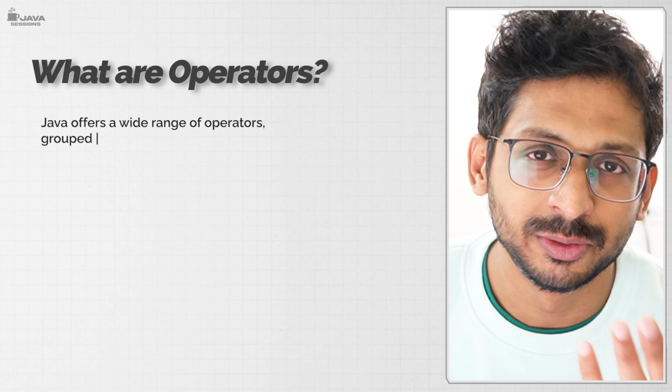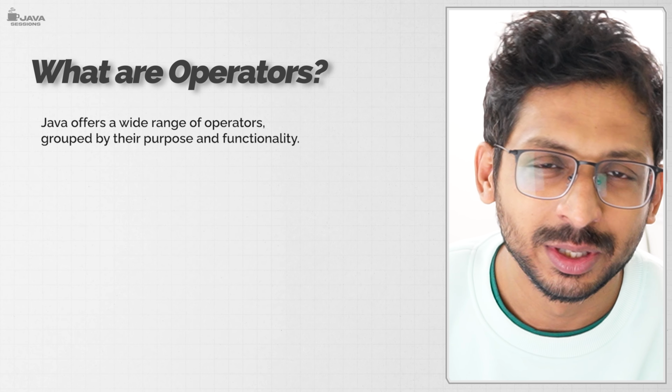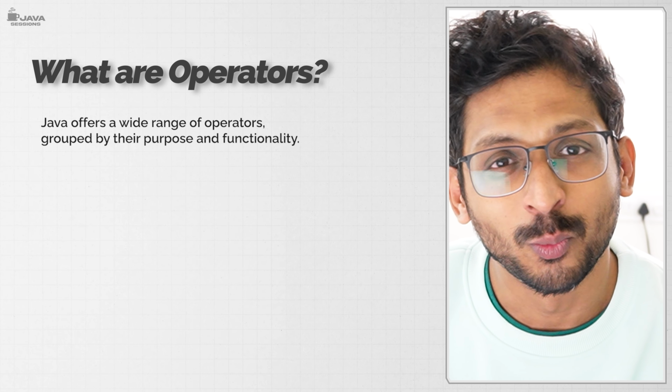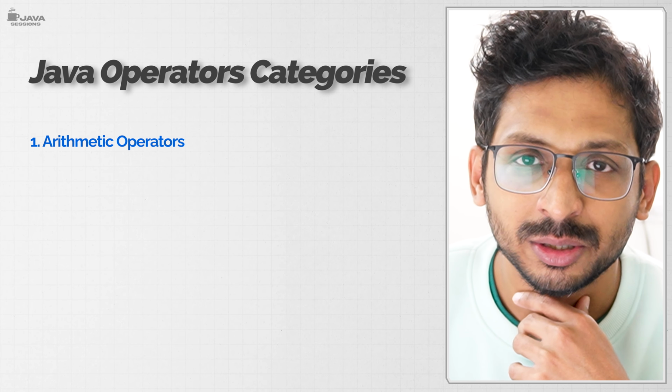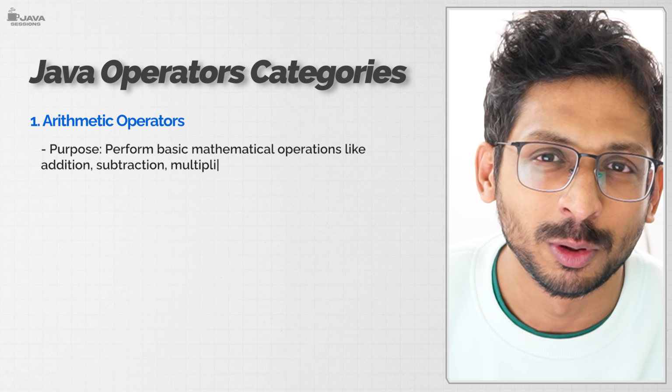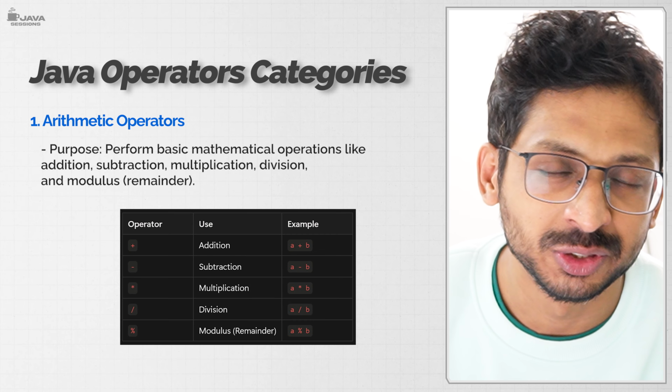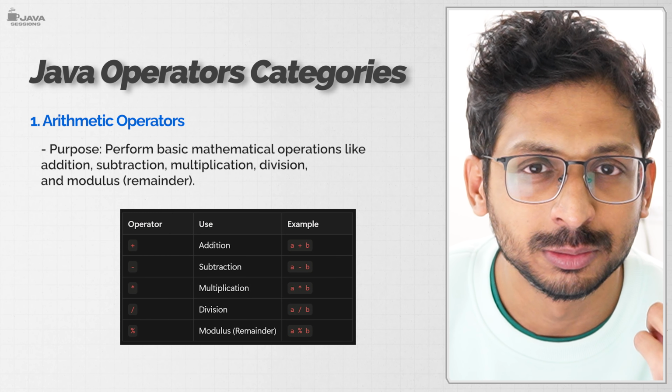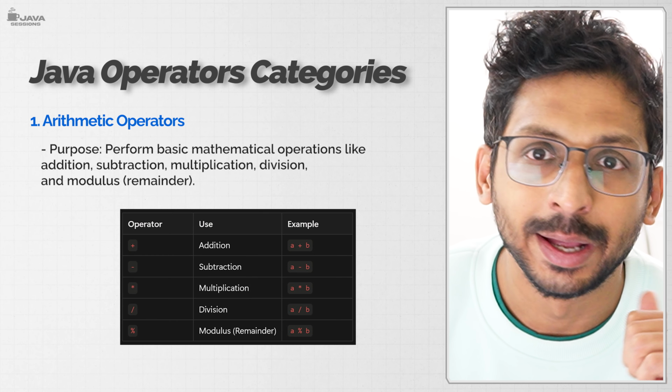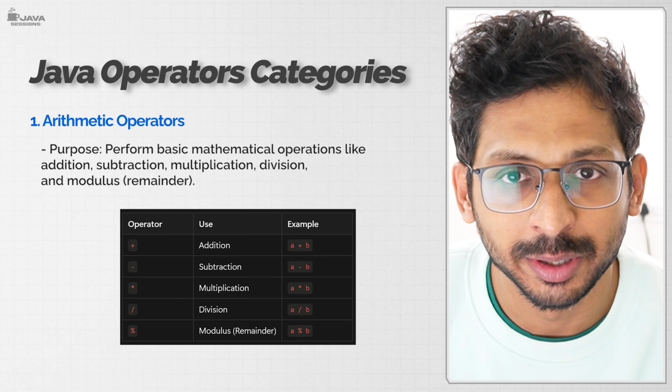Let's have a look at different categories of Java operators. We can group these operators based on what they do. Let's start with arithmetic operators. These are used to perform basic mathematical operations like addition, subtraction, multiplication, division, and the modulus, that is getting the remainder of the value.